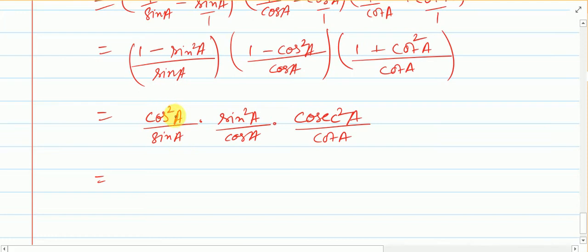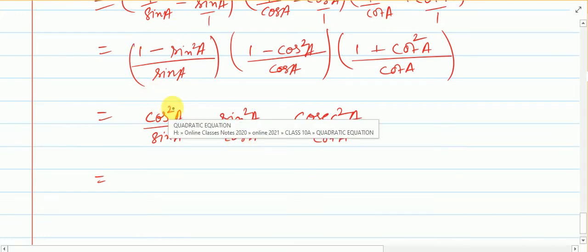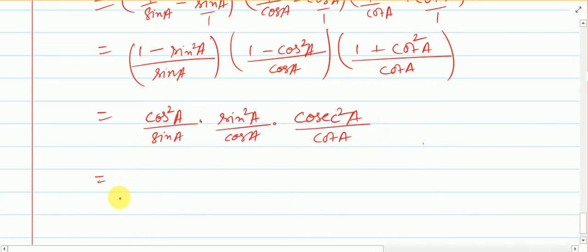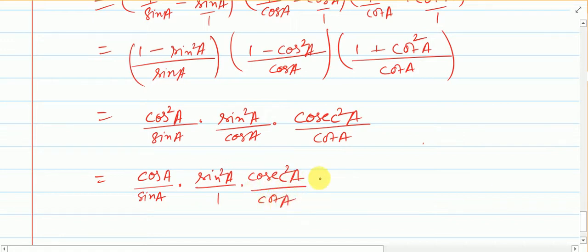Here we have cos square a, and here we have cos a. So 1 will get cancelled over here, and we get cos a. And here simply leave it sin square a. This we have cancelled, so only 1 is left, and here cosec square a upon cot a.